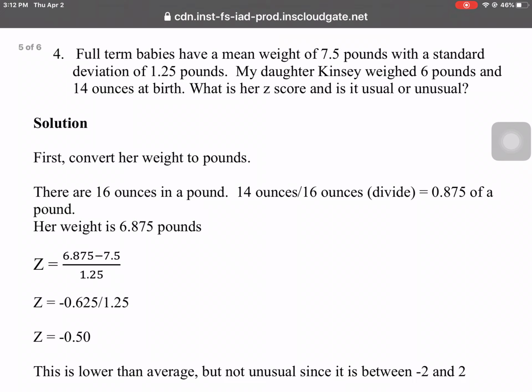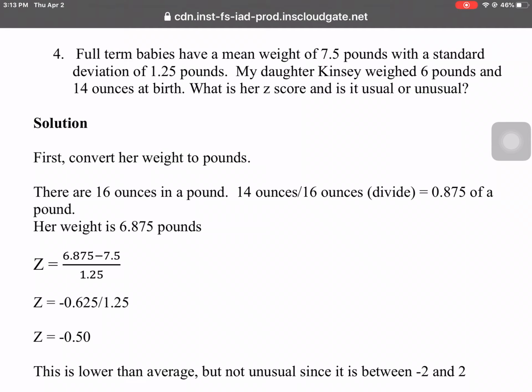Okay, same data, but with my daughter's weight. She weighed 6 pounds and 14 ounces. What's her z-score? First, change her weight to pounds. 16 ounces in a pound, 14 ounces out of 16 gives 0.875. Okay, 14 ounces is almost another whole pound. 6 pounds, 14 ounces, that was almost 7 pounds.